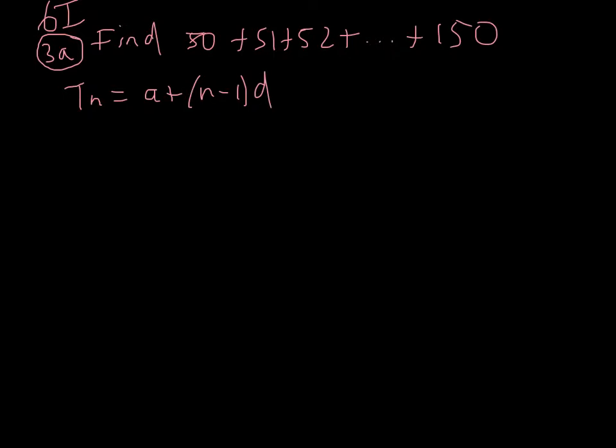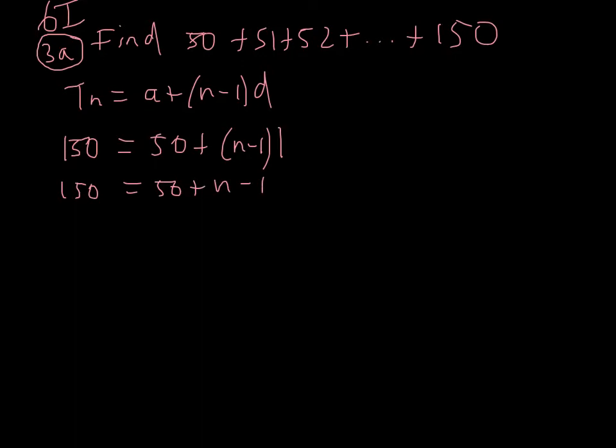I'll just say that again. We know the first term is 50, a is 50. We know the common difference is 1 because we're adding 1 each time. So we need to find out how many terms are in this series. To find that out, we know that the nth term is 150. So here we go. 150 equals 50 plus n minus 1, and the common difference is 1. So 150 equals 50 plus n minus 1.